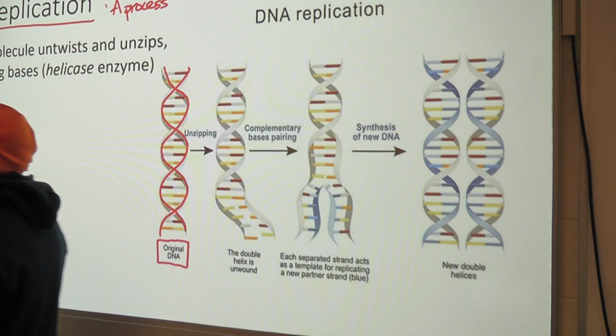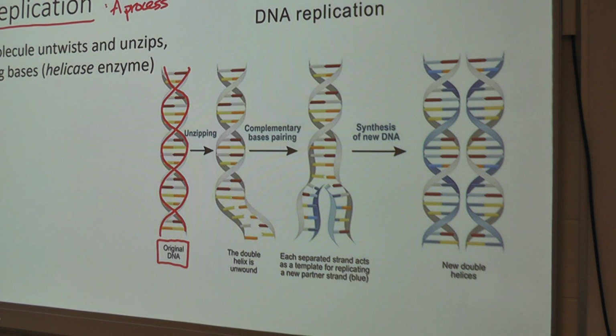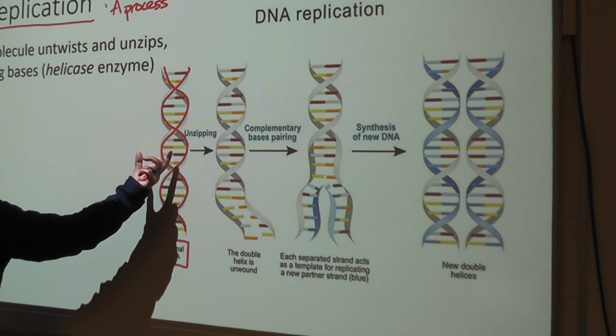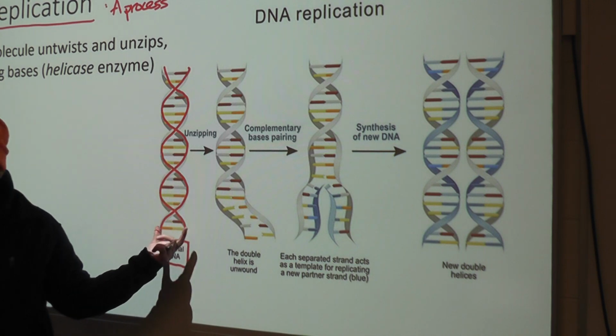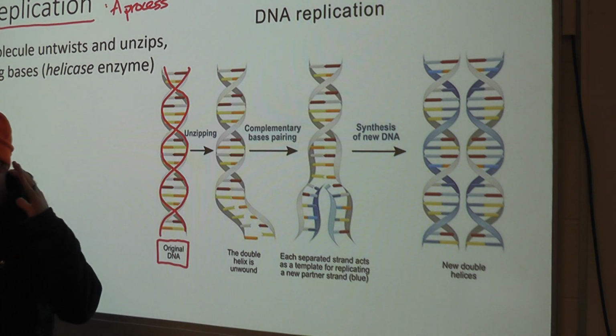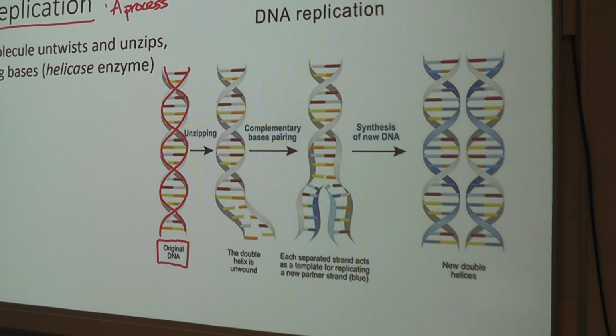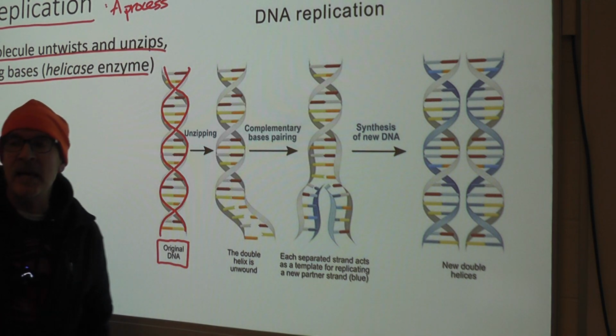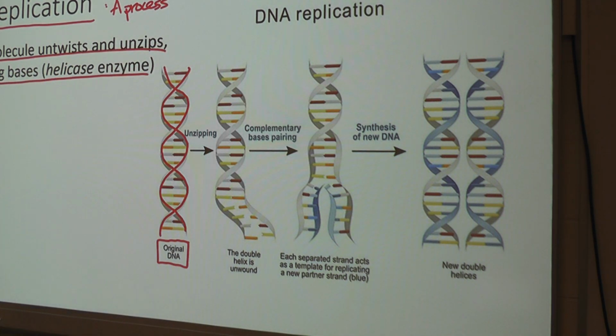Here's how it works. The first step is the double helix itself separates and kind of untwists. So we can see that DNA is twisted up here. As DNA is replicated, it has to untwist and those strands separate. That work is done by an enzyme. And remember, enzymes make chemical reactions happen more quickly. They regulate chemical reactions.